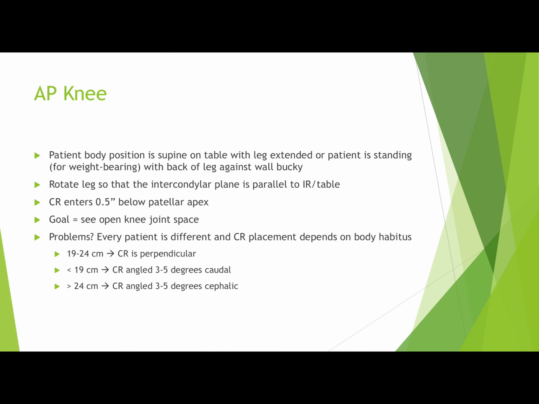However, you can run into some problems because every patient is different and the central ray placement depends on the body habitus. For example, you want to measure the patient's thickness from the top of the ASIS to the IR or the radiographic table. If that thickness is between 19 to 24 centimeters, then the central ray is going to be perpendicular to the IR. If that thickness is less than 19 centimeters, the central ray is going to be angled 3 to 5 degrees caudal, which means angled towards the toes. If the thickness is greater than 24 centimeters, the central ray is going to be angled 3 to 5 degrees cephalic, which means the central ray will be angled towards the patient's head.